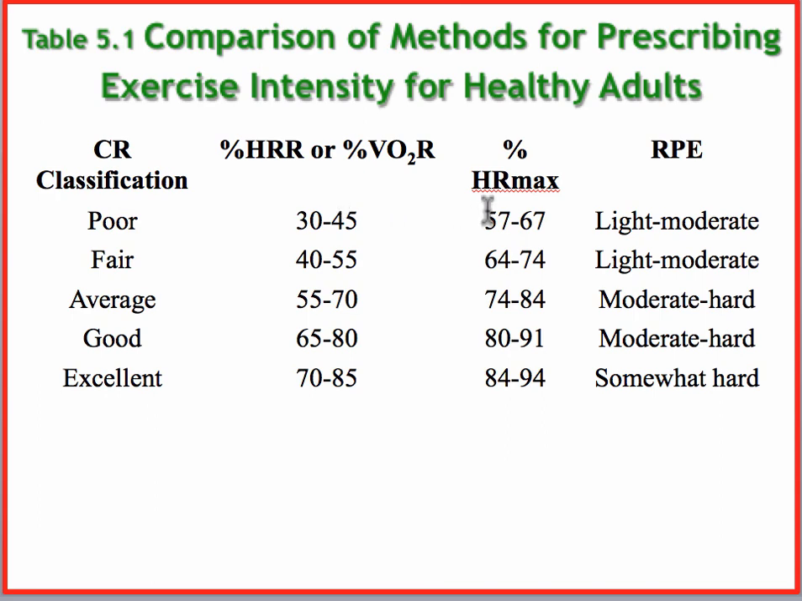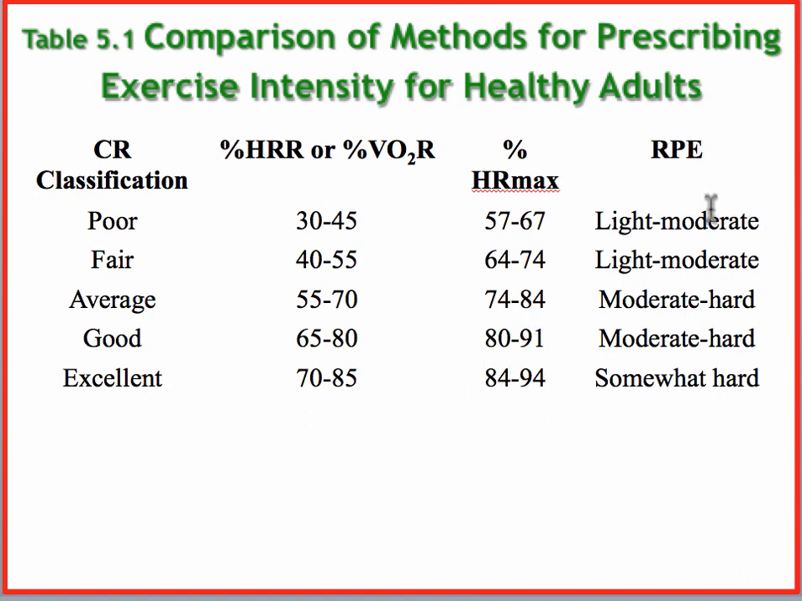So this range of heart rate reserve, or VO2 reserve, is equal to 57 to 67% of the heart rate max. So a much higher percent of heart rate max gives you the same exercise intensity, because you're not taking into consideration in this calculation someone's resting heart rate. So there's a lot more variability. And for someone who has excellent fitness, you want them exercising 84 to 94% of the heart rate max.